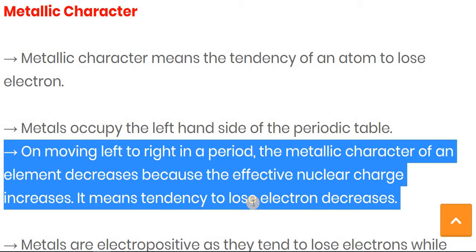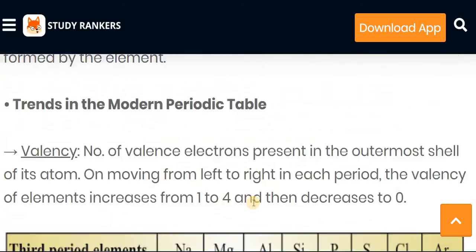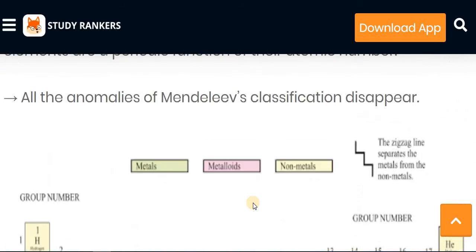So we can say that moving from left to right in a period, the metallic character of an element decreases because it has lost the capacity of losing the electron. That's why. Here you can see in the periodic table as well.